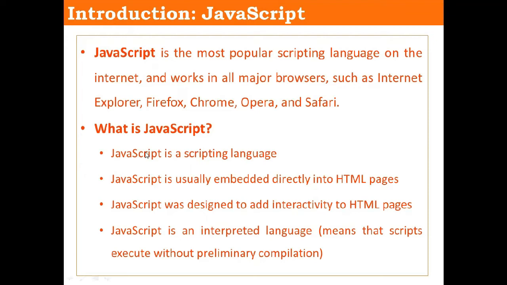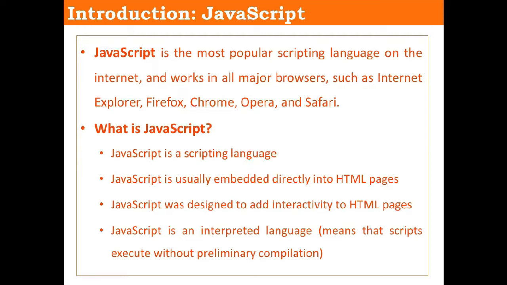What is JavaScript? JavaScript is a scripting language. A script is usually embedded directly into the HTML page. Whenever the user requests, the server sends the web page with the JavaScript. JavaScript was designed to add interactivity to the HTML page. So if we need to create interactive web pages, we can use JavaScript, and we can implement that very easily.